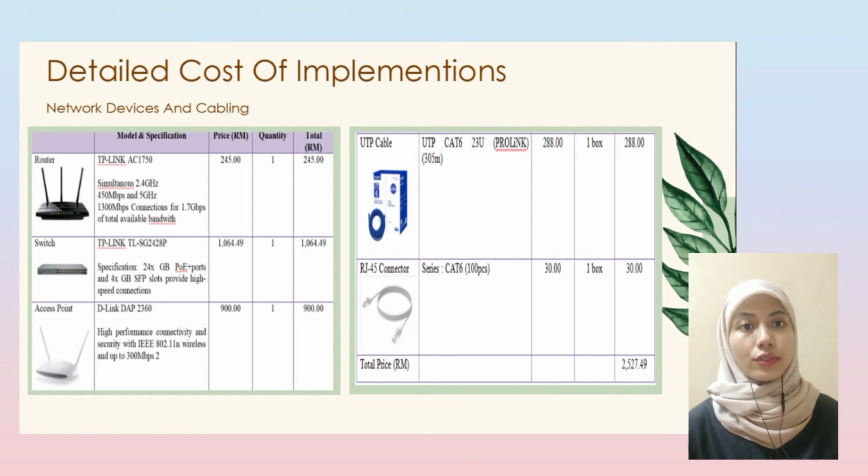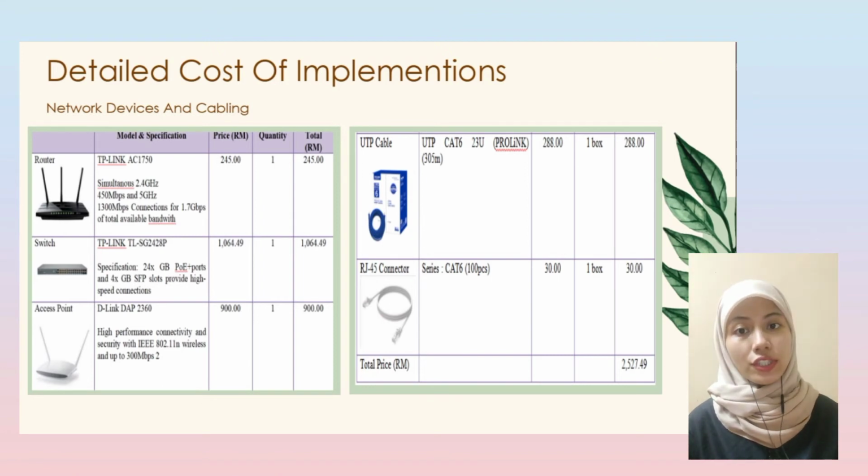First is the router. Our team has chosen the TP-Link AC1750 with simultaneous 2.4 GHz at 450 megabit per second and 5 GHz at 1300 megabit per second connections, for 1.7 Gbps of total available bandwidth, with a quantity of 1 only, and the price is 245 ringgit.